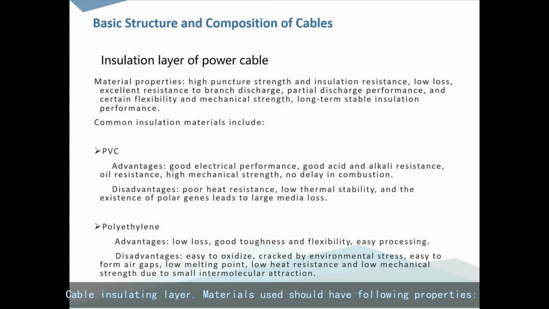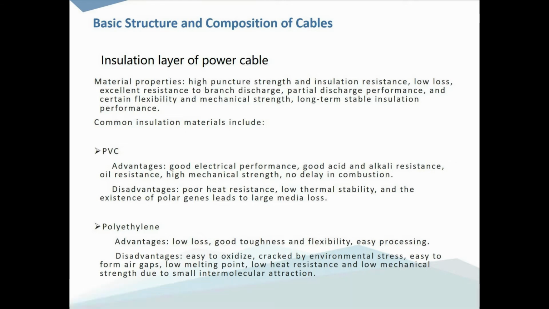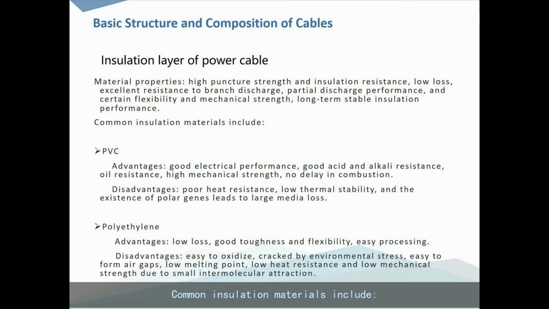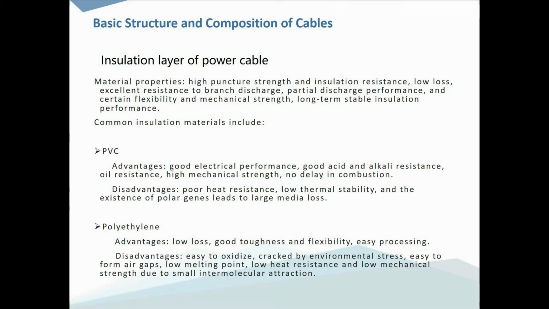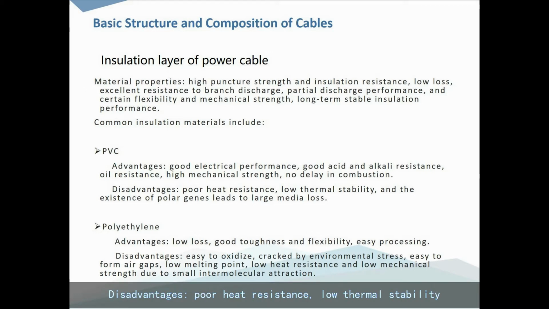Cable insulating layer. Materials used should have the following properties: high puncture strength and insulation resistance, low loss, excellent resistance to branch discharge and partial discharge, and certain flexibility and mechanical strength, and long-term stable insulation performance. Common insulation materials include PVC. Advantages: good electrical performance, good acid and alkali resistance, oil resistance, high mechanical strength, no delay in combustion. Disadvantages: poor heat resistance, low thermal stability, and the existence of polar groups leads to large media loss.